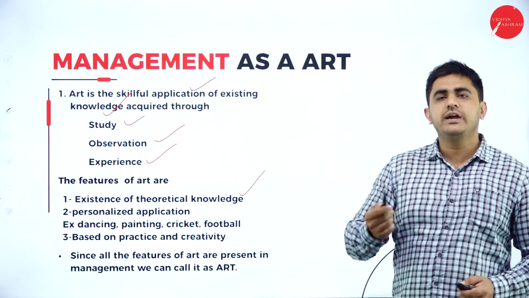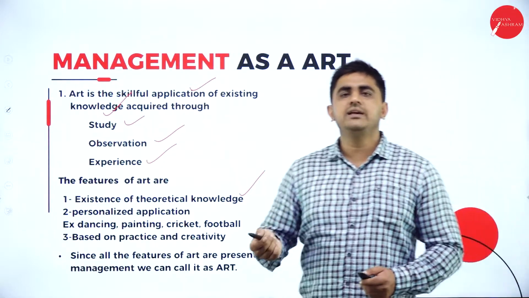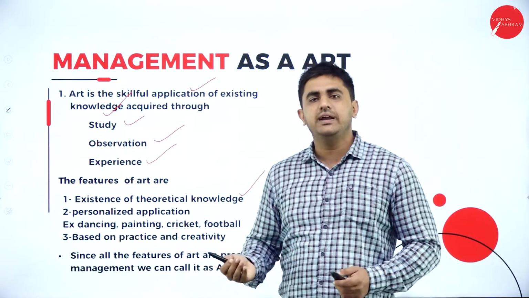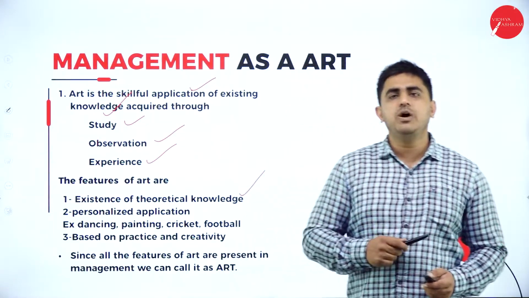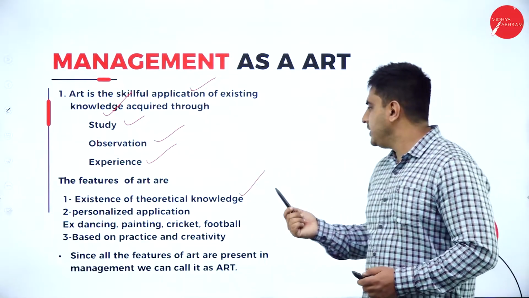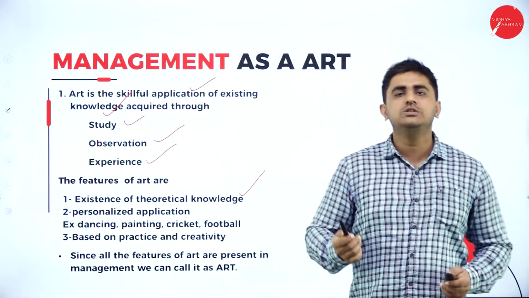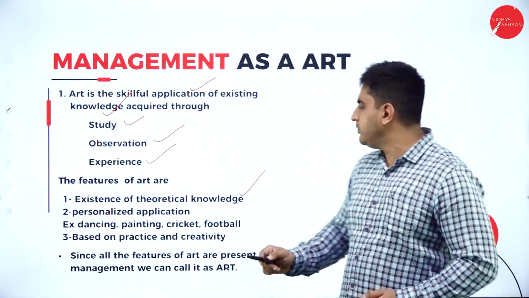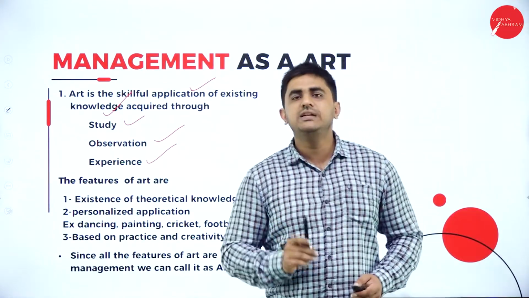You go to your cricket coach, you want to start playing cricket, and your coach will refer you to a book, a manual, the rules regarding cricket. Or you want to become a football player, then your coach will give you a manual regarding the rules of football. So every art form will have some kind of theoretical knowledge. That is one feature of art.